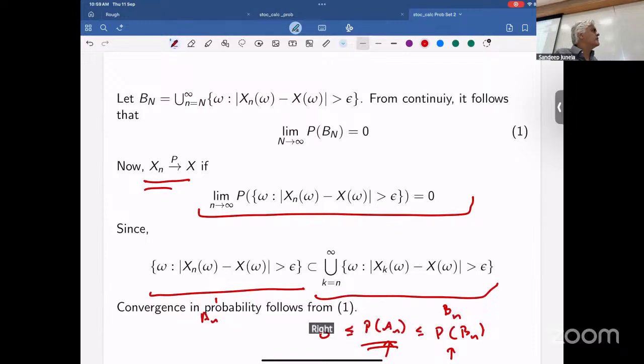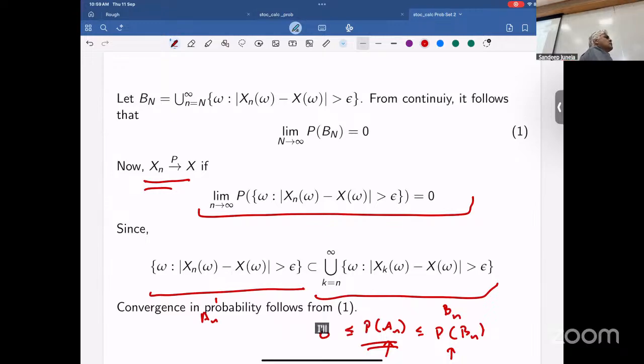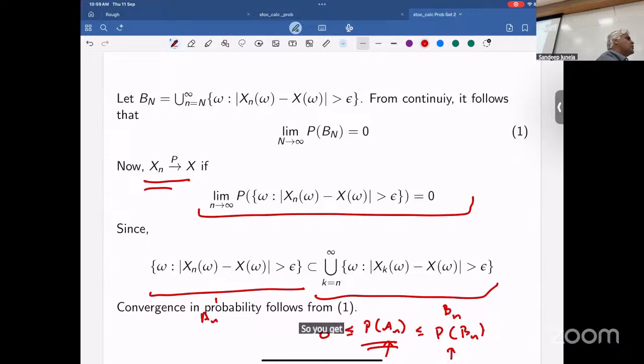I think the definition of a measure doesn't require monotonicity. So if A is contained in B, it's not necessarily the case that lambda of A will be less than or equal to lambda of B. My question is, countable additivity is part of the definition of a measure, so you get that mu of A is less than or equal to mu of B if A is a subset of B. It's already there.